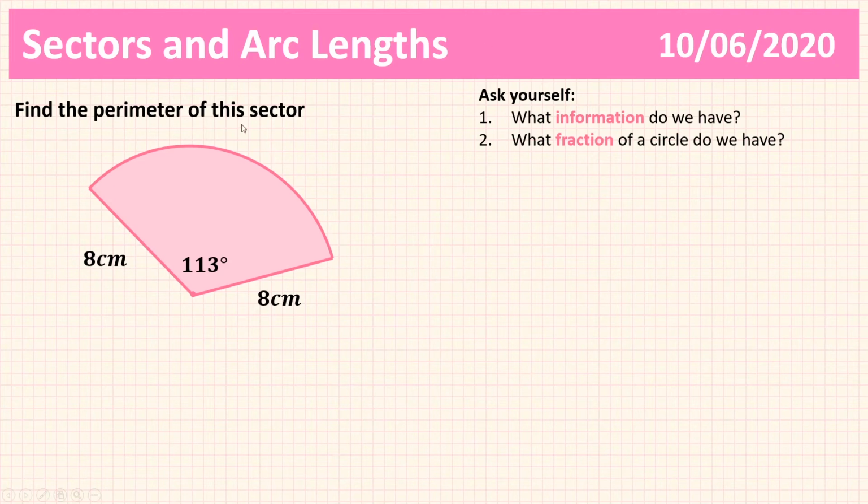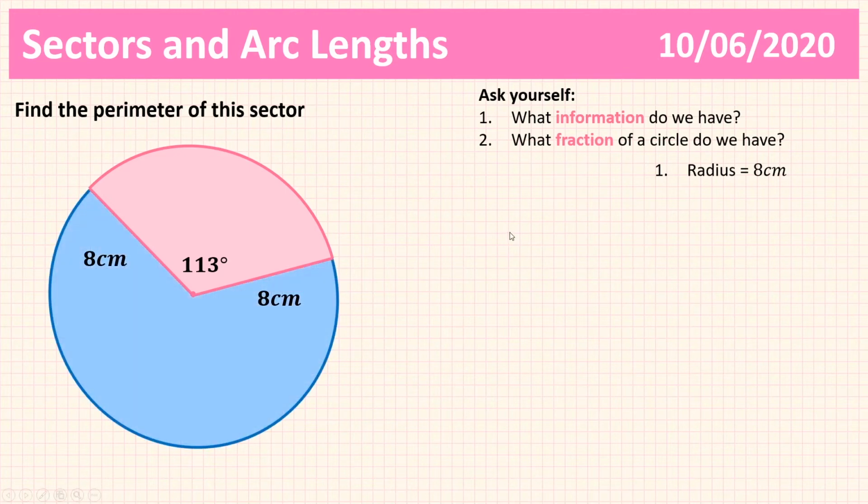Once again, as you can see, we are given 8 centimeters on the sides of our sector and then 113 as the degrees within our sector. So we know that the radius is 8 centimeters, because it's told us in the question. Now, here's our full circle. If we know the radius is 8, we know that the diameter must be 16, because I've got two 8s. The diameter is double the radius.